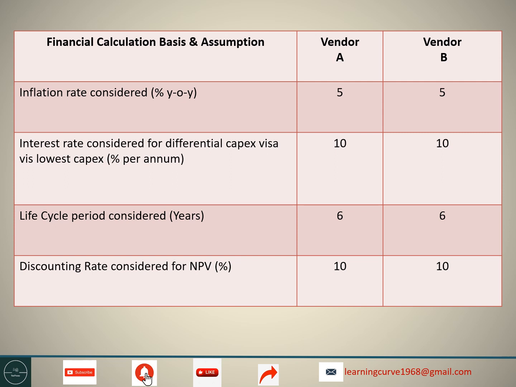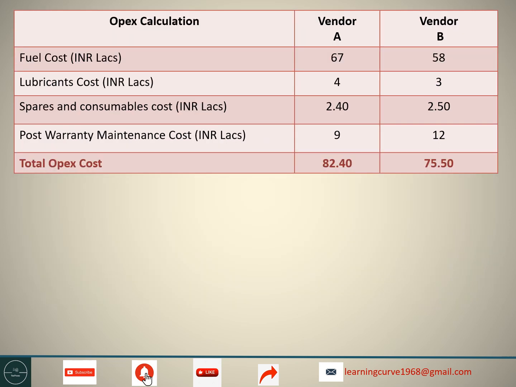NPV means net present value. NPV is a calculation method to determine the difference between the present value of cash inflows and outflows over a period of time. It is used in capital budgeting and investment planning. Now all this data we have already captured here, and all the related information we captured from the vendor. Now is the OPEX calculation. That is the fourth step.